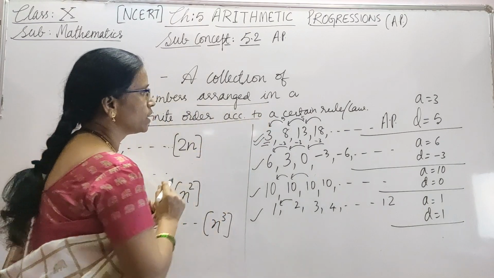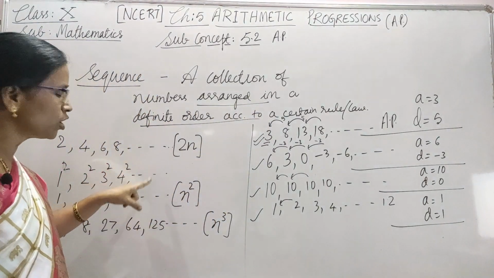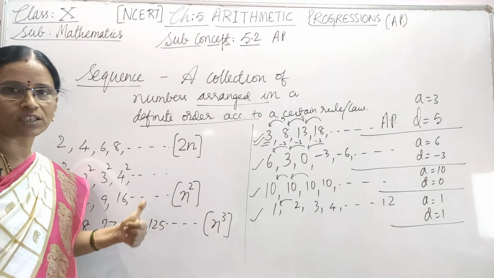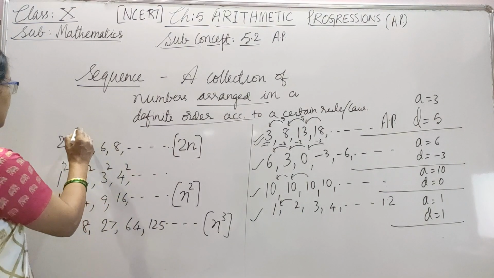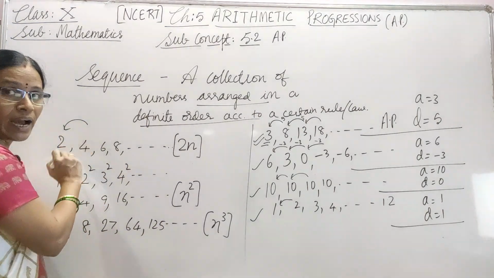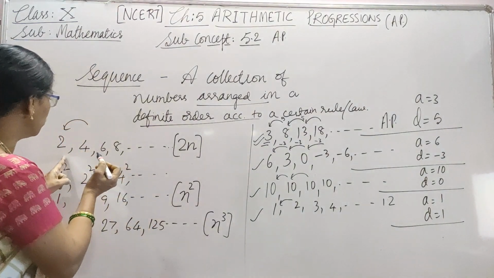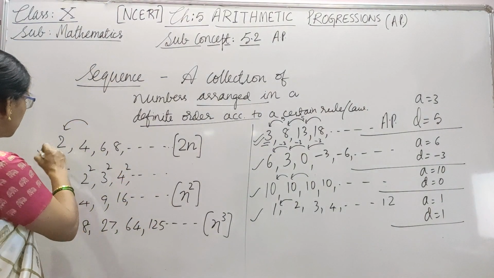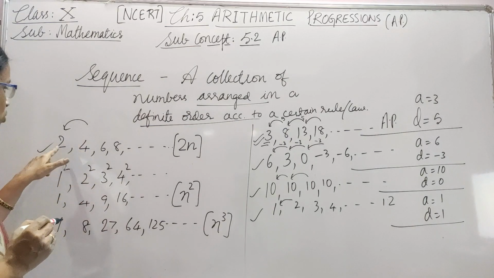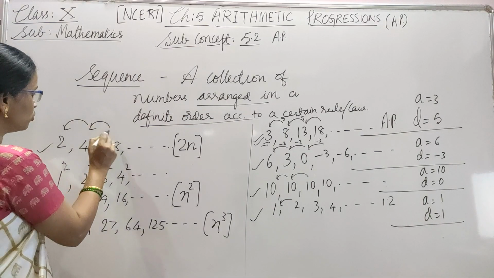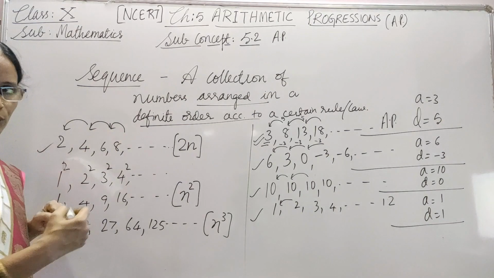Now look here, these sequences I gave you are all arranged in a definite order according to a certain rule. But these are all not arithmetic progressions. They are not APs because the difference between any term and its preceding term is not the same. 4 minus 2 is 2. Here it is the same, so this is an arithmetic progression. 4 minus 2, 2. 6 minus 4, 2. 8 minus 6, 2.